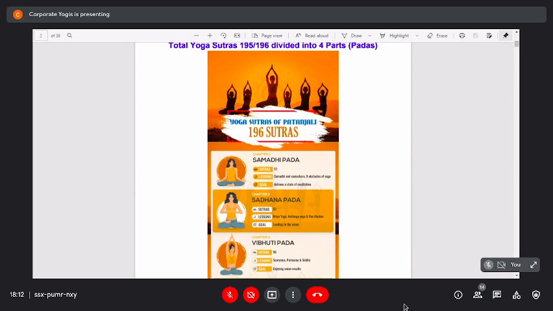In Samadhi Path, there are 55 sutras. Samadhi Path talks about what the goal is. He starts actually with the goal. It talks about Samadhi, details of the Samadhi, and then what the obstacles in yoga are. Yeah, there are 51 sutras in Samadhi Path.